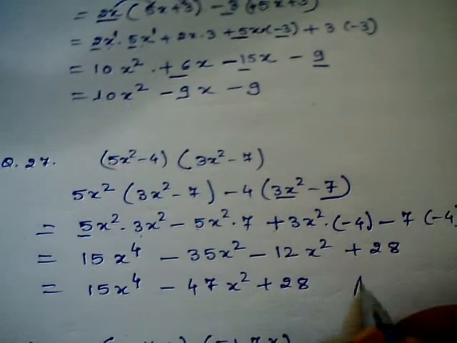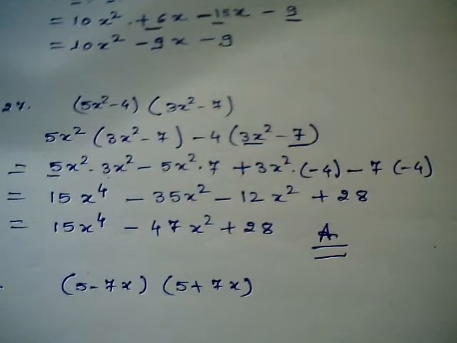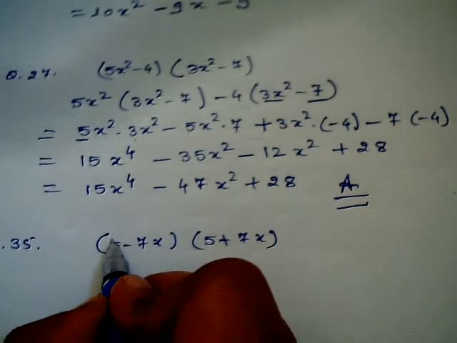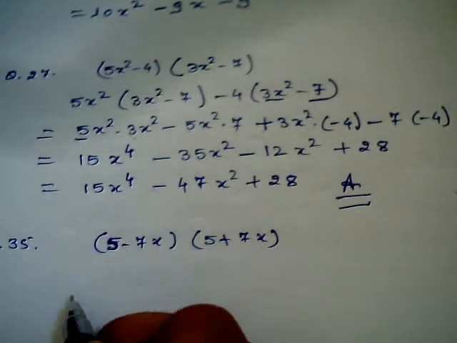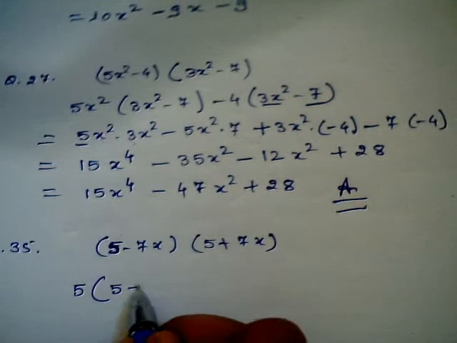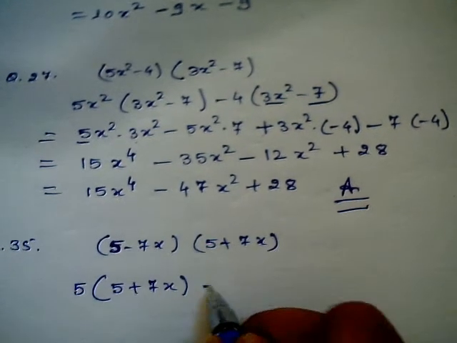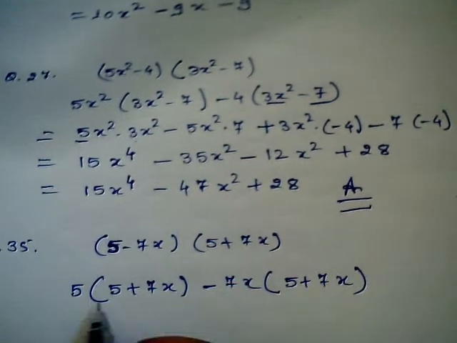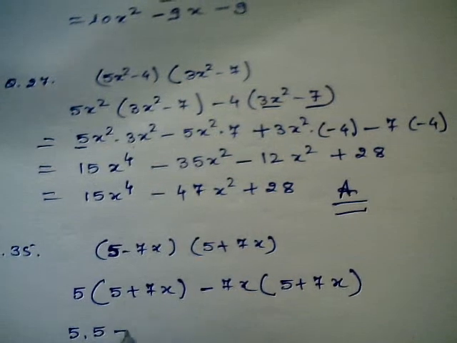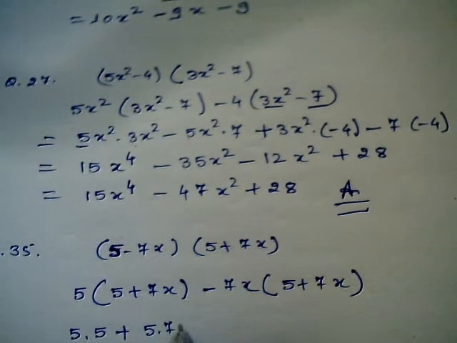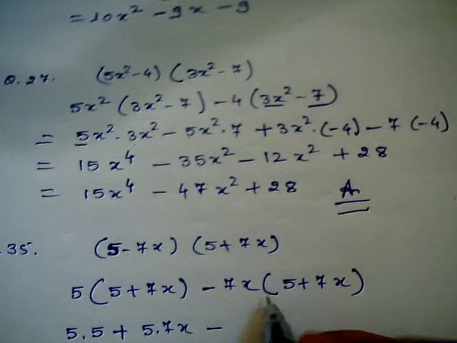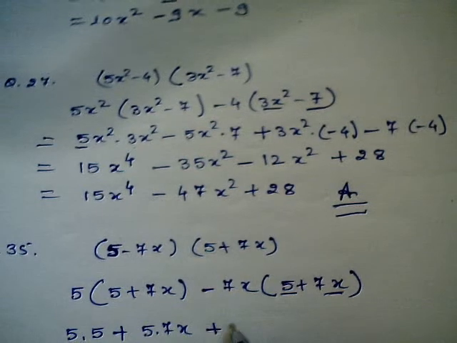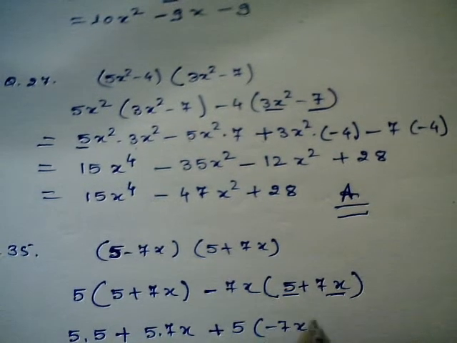Now one more question, that is question number 35. Here this number 5 is going to be distributed on 5 plus 7x, and negative 7x on 5 plus 7x. Now when you open the parenthesis, that's going to be 5 times 5, 5 times 7x. Here it is getting operated with negative, so first I write the terms inside the parenthesis, that's a positive 5, getting operated with negative 7, and then 7x getting operated with negative 7x, correct?